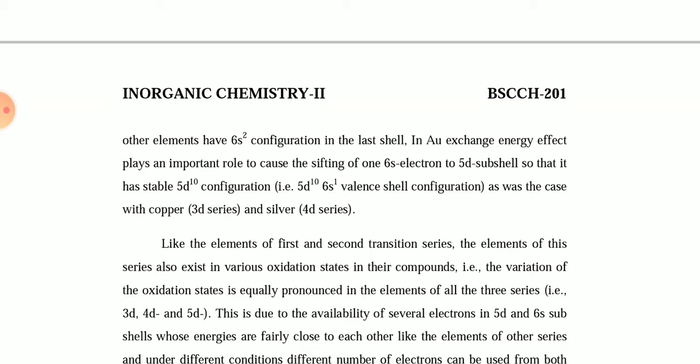So that is the 5d10 6s1 valence shell configuration, as was the case with copper in the 3d and silver in the 4d series. These three are similar cases in the first transition, second transition and third transition series.